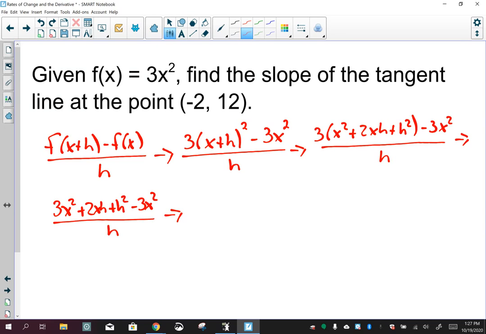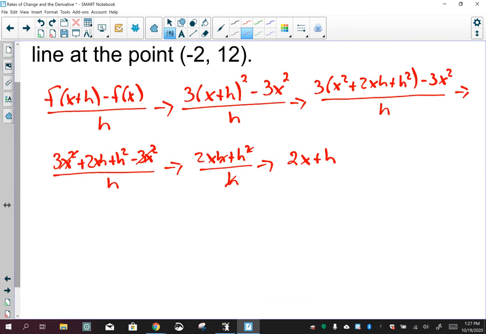So then I have 3x squared plus 2xh plus h squared minus 3x squared all over h. Man, a lot of work. Those two are canceling. 2xh plus h squared all over h. So I'm left with 2x plus h. So then I say my limit as h, not x, I was about to write x, as h approaches 0 of f of x plus h minus f of x all over h is 2x.